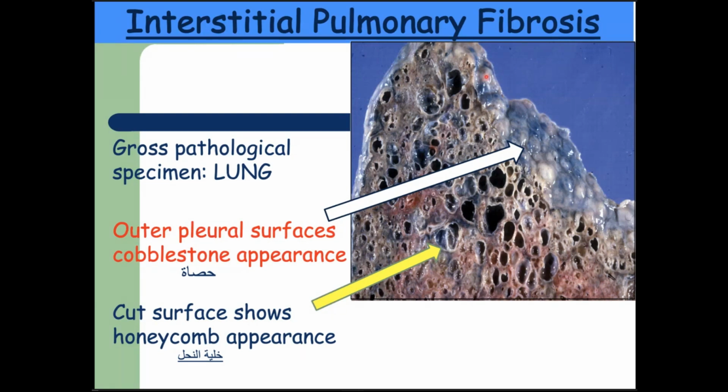So this is the first type. What is written here? I cannot read it. Can anyone read it for me? Interstitial pulmonary fibrosis.